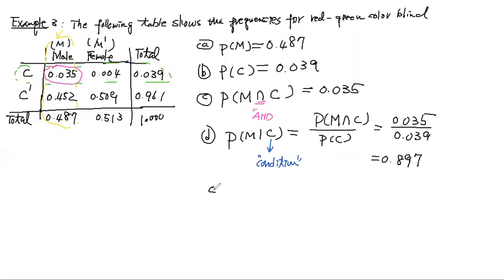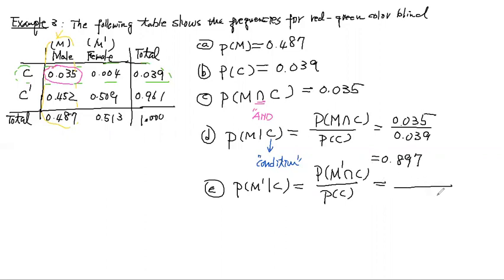Okay, so for part E, they ask what is the probability of M prime given C? That means if you find a person is colorblind, what is the probability this person is a female, right? Then you use the same thing here. You put the condition on the bottom, then the top will be M prime intersect C. So the probability of the colorblind is 0.039.